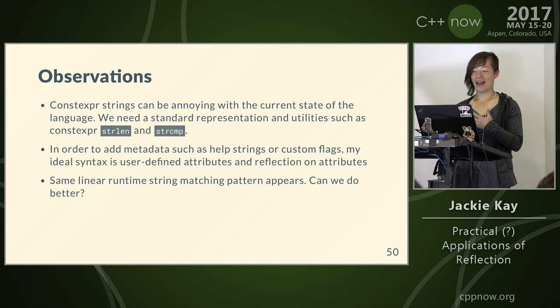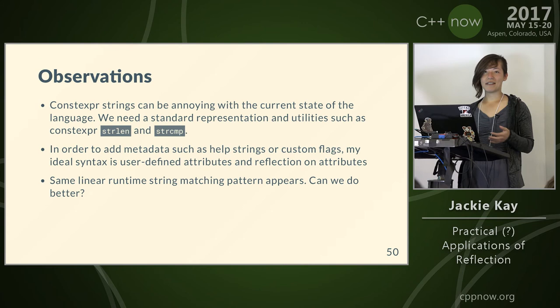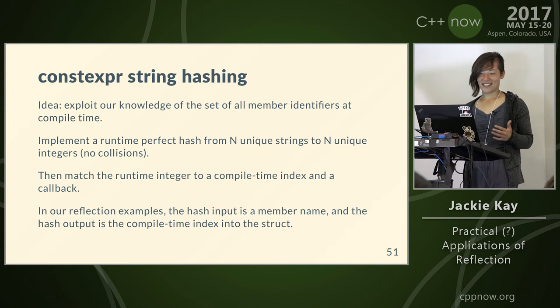What I also want to point out is, even though Alistair mentioned that we're going to have a really small number of members in the kinds of types we deal with in reflection, I'm concerned about this linear runtime string matching. I saw it and thought, I don't like to pay a runtime cost. So maybe as a thought experiment, we can see how to make this better. I decided to write a string hash so that we could compare the runtime strings in our examples, in deserialization and in program options, in constant time.